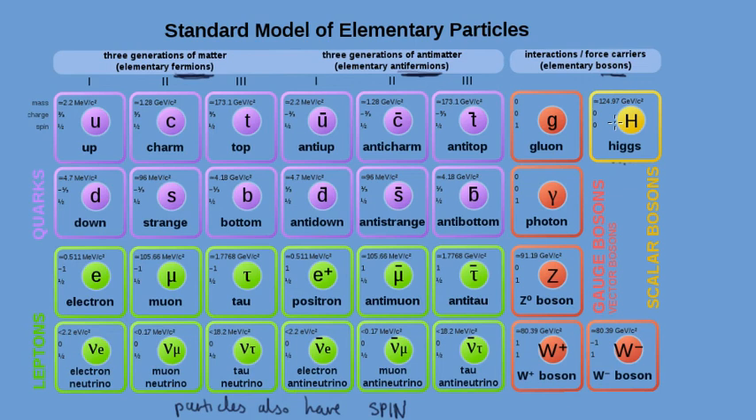And it was discovered in 2013, and its mass was found to be 124.97 giga-electron volts. So this is 133 times more massive than a proton.